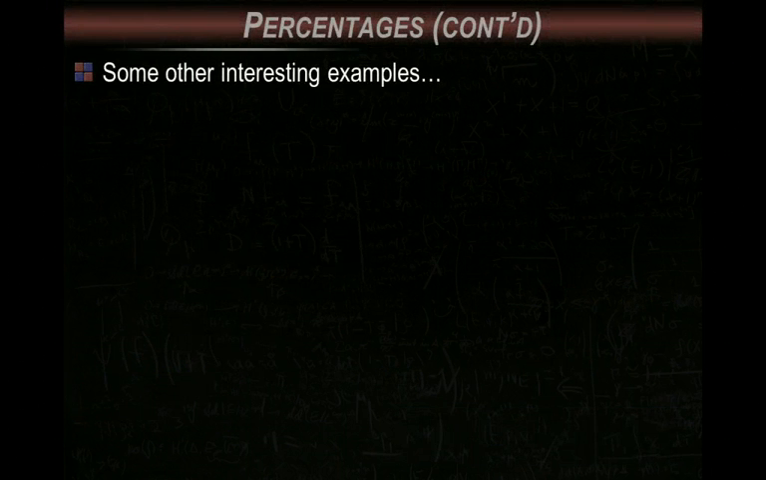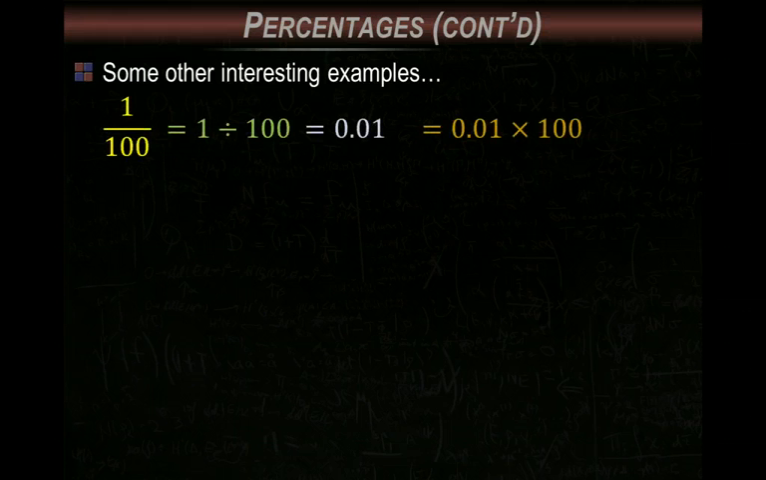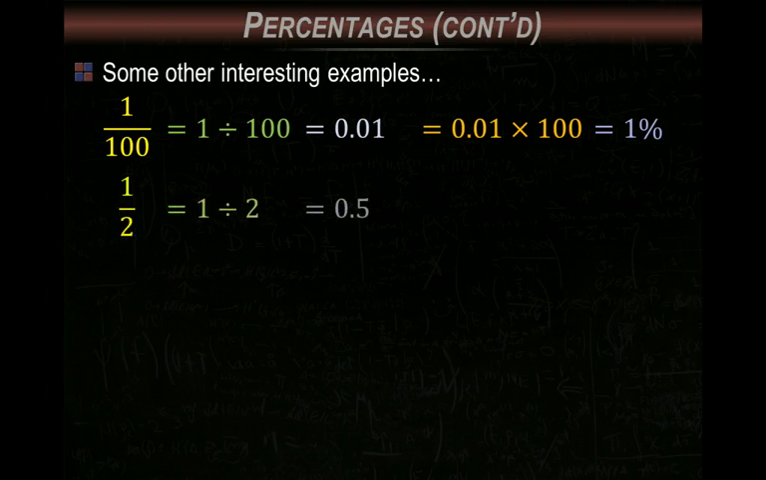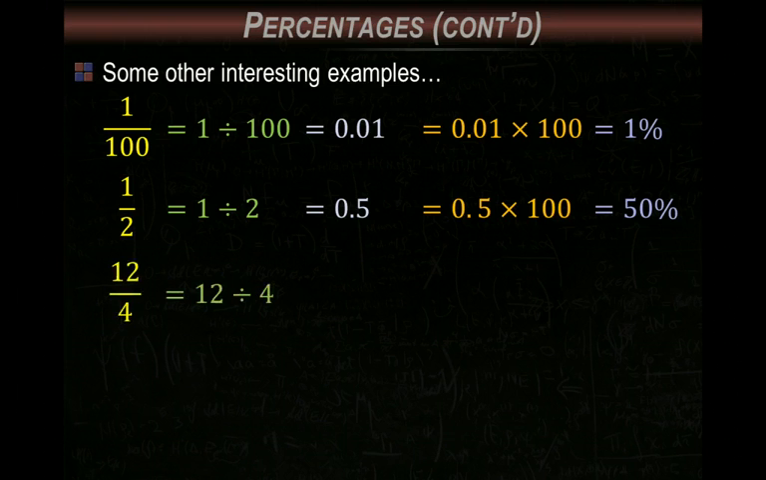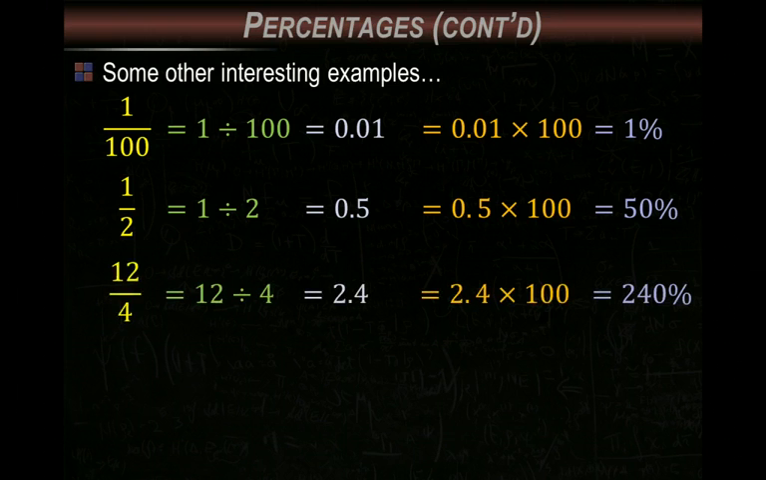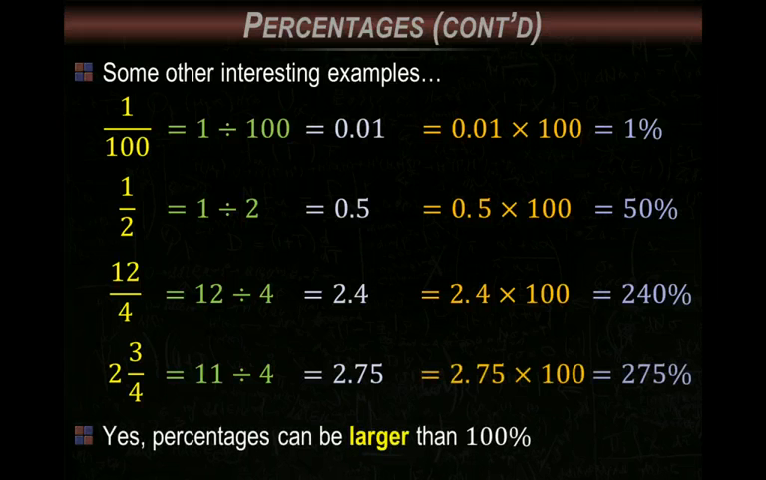Here's a couple other ones that might come up. 1 over 100 is really 1%. 1 over 2 is really 50%, okay? 12 over 4 is 240% because it's an improper fraction, right? The top number is bigger than the bottom number. But the process is the same. 12 divided by 4 is 2.4. 2.4 times 100 is 240. Add the percent symbol.